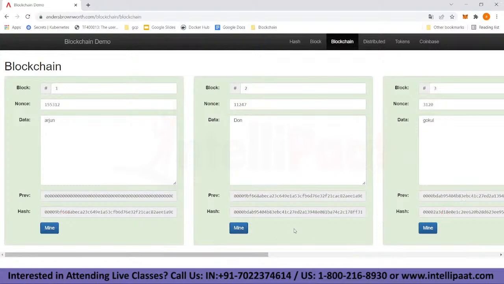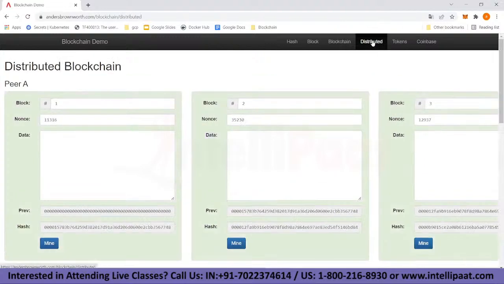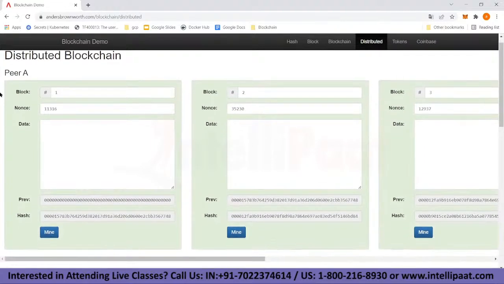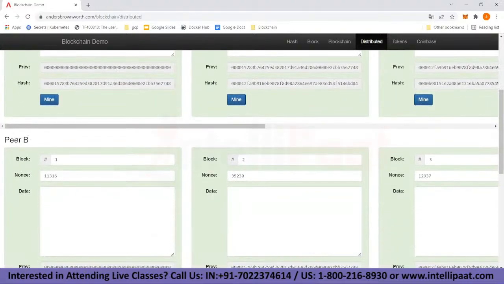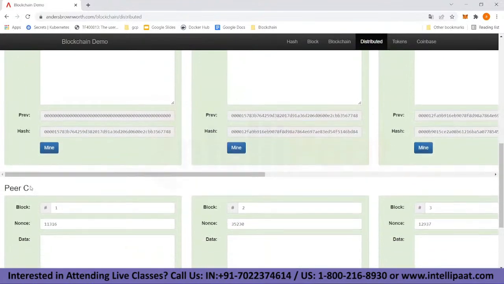Now what happens here is, when we talk about a distributed or decentralized blockchain, whatever entry has been made to my system, I am peer A, the same entry will be available with peer 2, and the same entry will be available with peer 3, right? Three people having the copy of it.